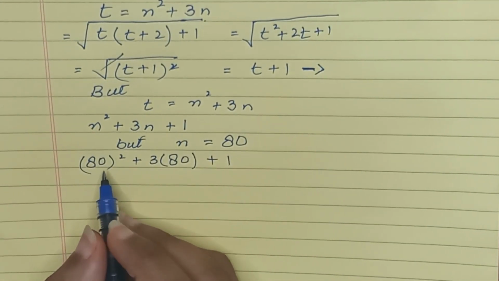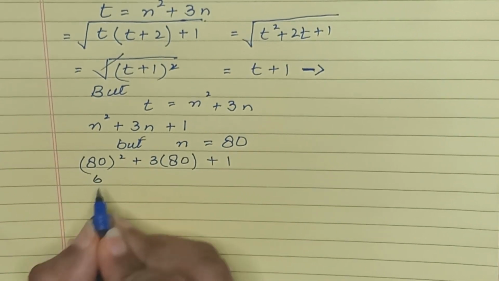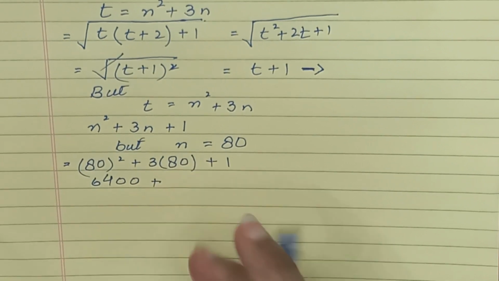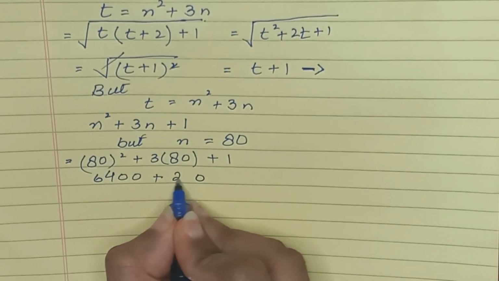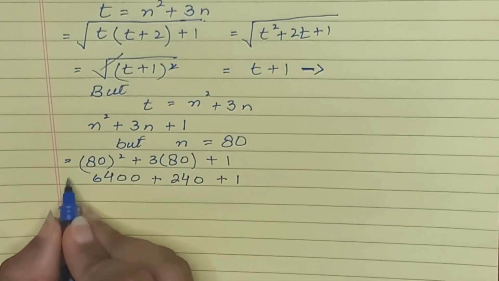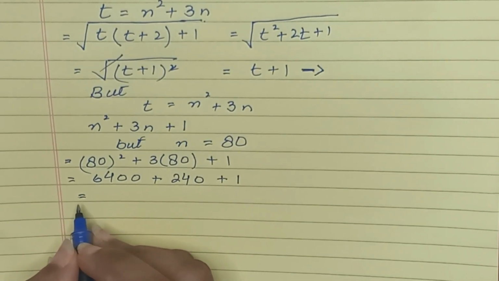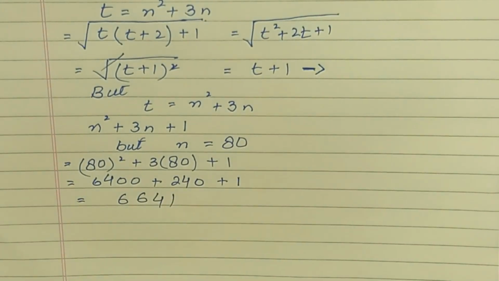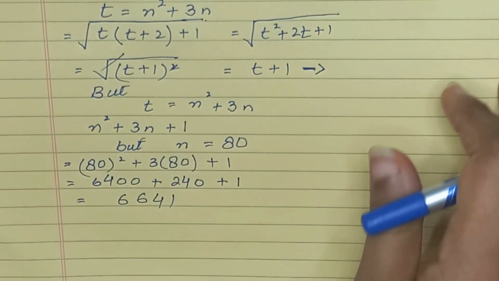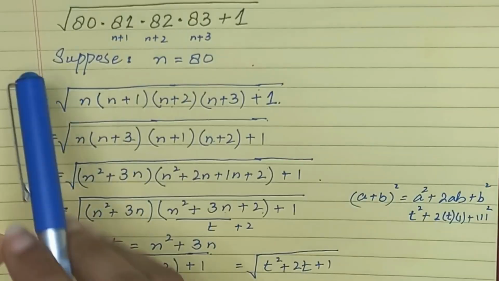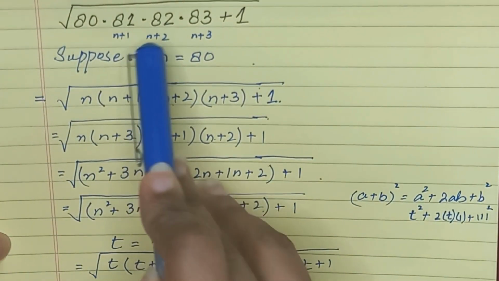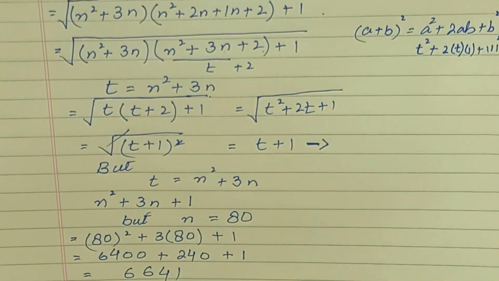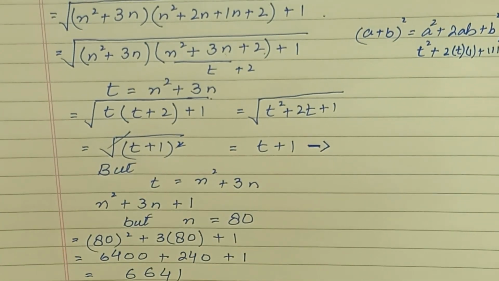So we will take the square of 80, which is equal to 6400, and multiply 3 into 80, which is 240, plus 1. Now we will add them, so it will become 6641. So the square root of 80 into 81 into 82 into 83 plus 1 is equal to 6641.